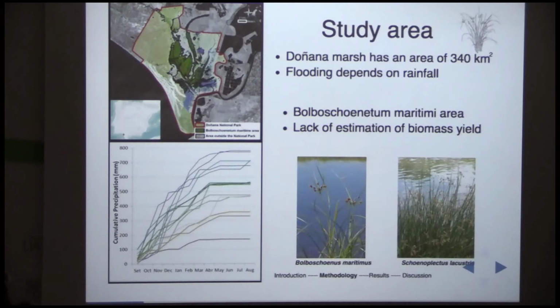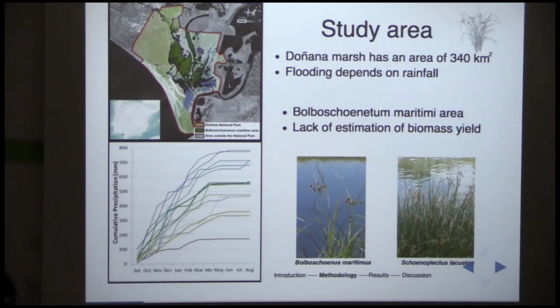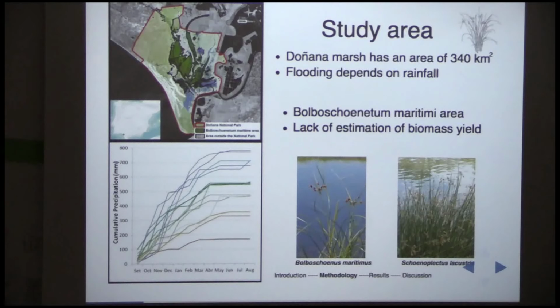A bit more about the study area. Well, the Doñana marsh has an area of 340 square kilometers, and it's a very heterogeneous marsh, mainly because the flooding regime is controlled by the rainfall. And as you see in this graph here at the bottom, the rainfall is also very heterogeneous. To try to have a more homogeneous area from all the marsh, we chose those areas of Bolboschoenetum maritimi, that is the predominant phenological association of the marsh.